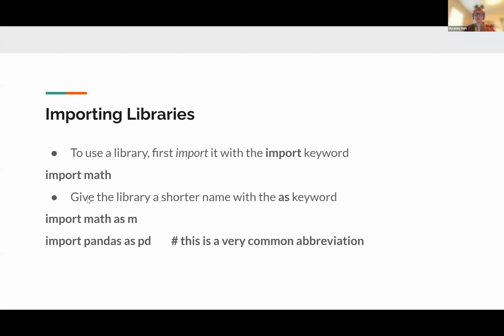You can also give that library a shorter name with the as keyword. So math isn't very long to type out. It's not that much, but you could say import math as M. And then whenever you reference M, Python knows you're referencing the math library. Mostly what I see is import pandas as PD. That is the most common example I can think of when I see people do this. It's because they don't want to keep typing out pandas. So they tell it to abbreviate that. And then when you use the pandas library, you can use that abbreviated version.